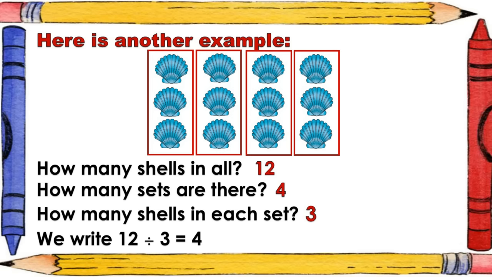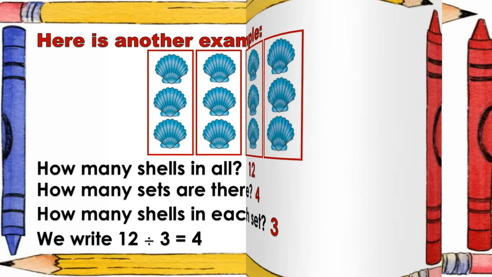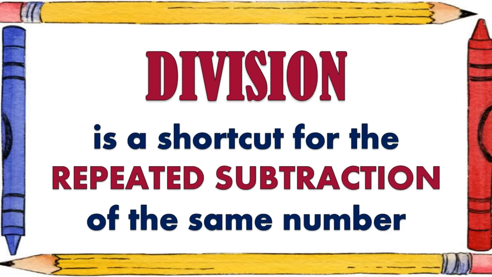We write 12 divided by 3 equals 4. 12 is the number of shells in all. Divided by 3 is the number of shells in each set. Equals 4 is the number of sets. Division is a shortcut for the repeated subtraction of the same number.